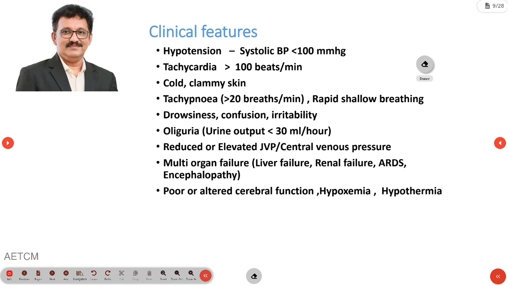Drowsiness, confusion, irritability can be due to toxic encephalopathy or hypoxemia. Oliguria, urine output will be very low. Reduced or elevated JVP and central venous pressure. Multi-organ dysfunction syndrome including ARDS, lung failure, renal failure, liver failure, encephalopathy. And poor circulation to the brain can lead to low GCS and hypothermia.